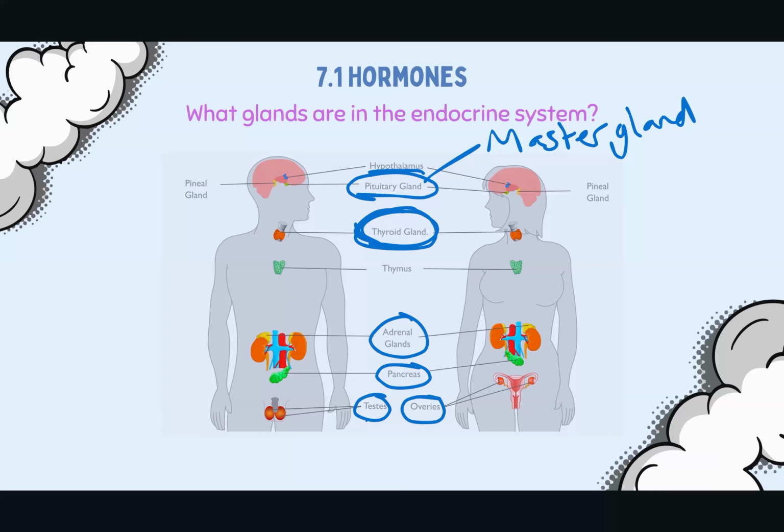So each one here is quite important. And like I said, the hypothalamus. The thymus is linked to the thyroid gland. So I'm not going to go into too much detail with that. But we need to know every single one.